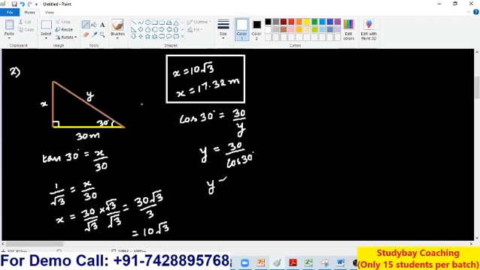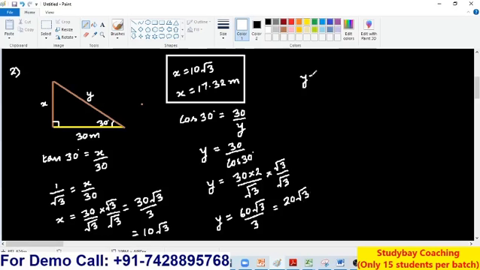Now what will be the value of cos 30 degree? This is root 3 by 2, that is 30 upon 2 into root 3. Again you can simply rationalize it. This will be root 3 upon root 3. Now y equals to 60 root 3 upon 3. That will be equal to 20 root 3. And so this y will be equal to 20 root 3, or you can calculate the value as well directly as you have done in this case.